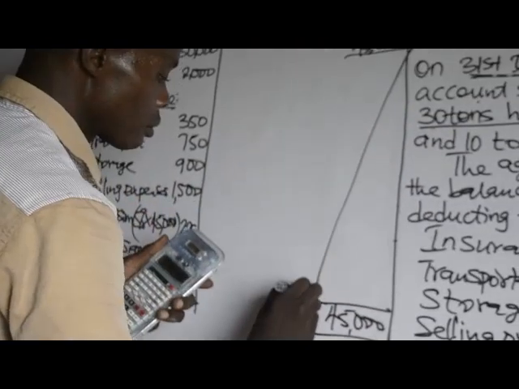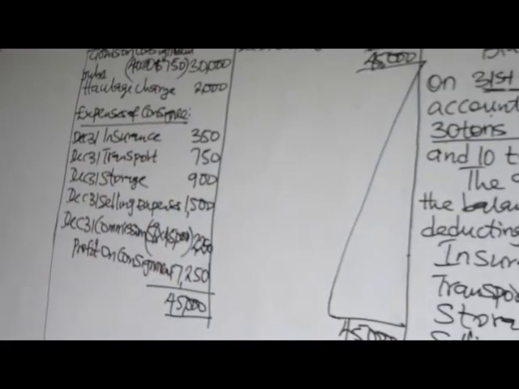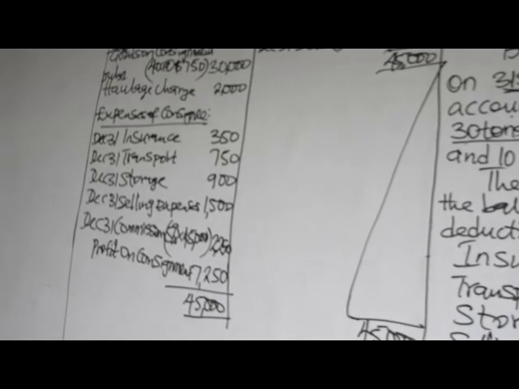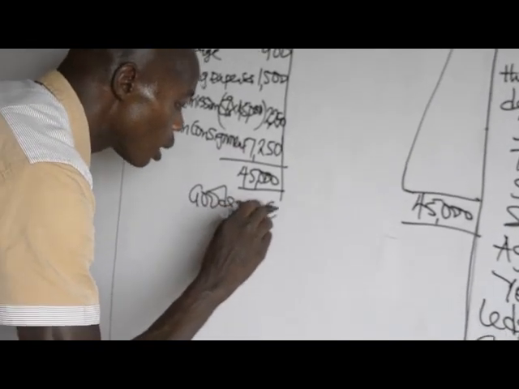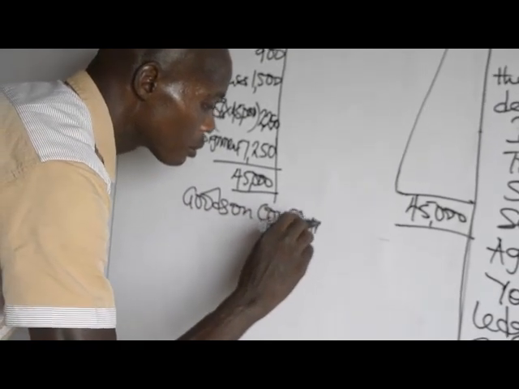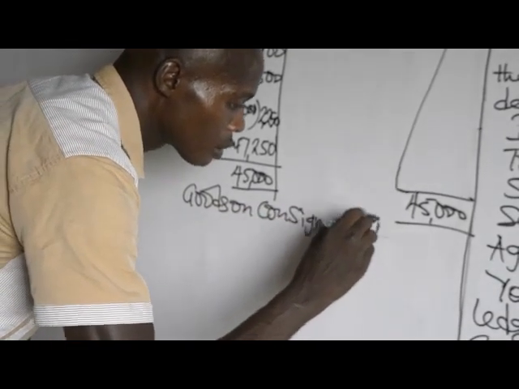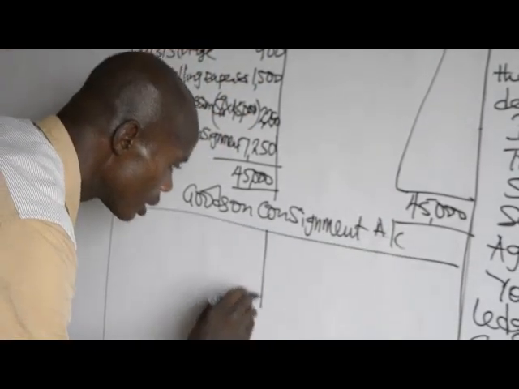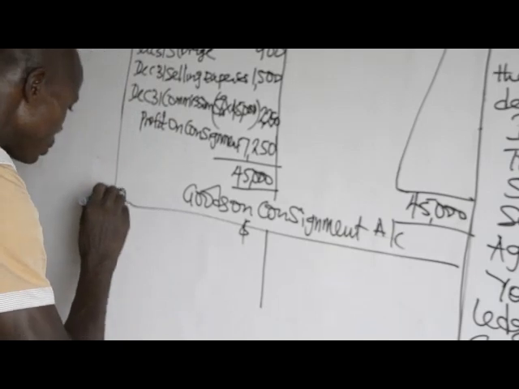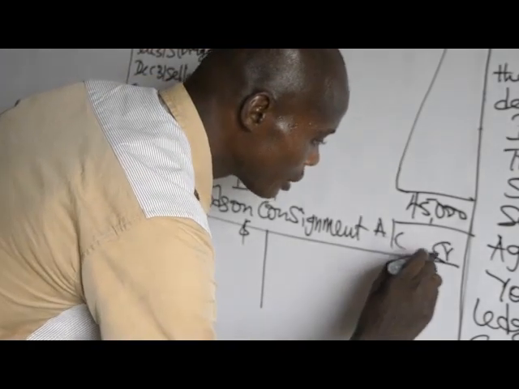$45,000. Then you can as well open the goods on consignment account, or consignment outwards account. This is the debit side and this is the credit side.